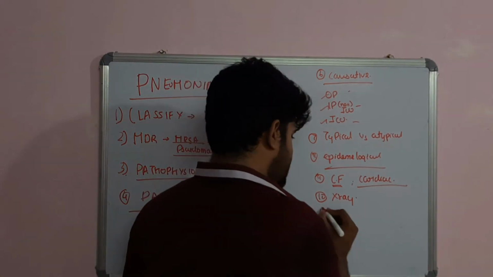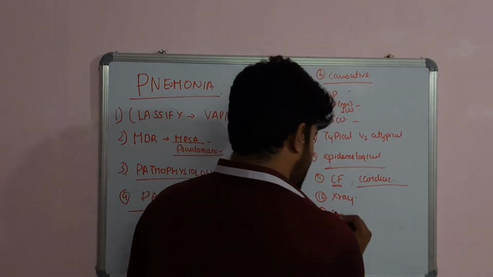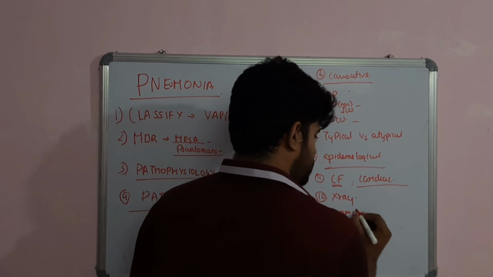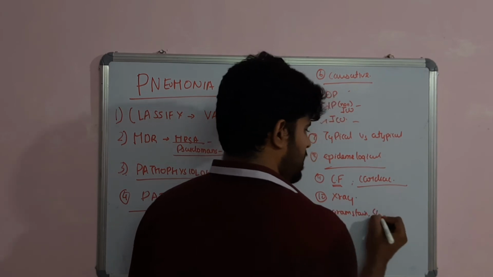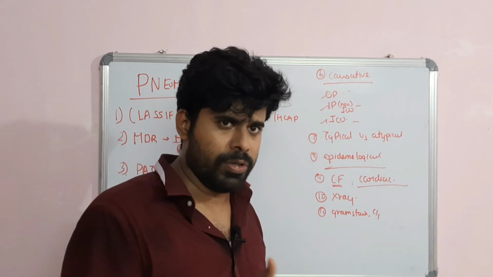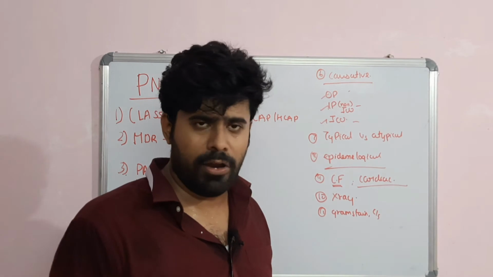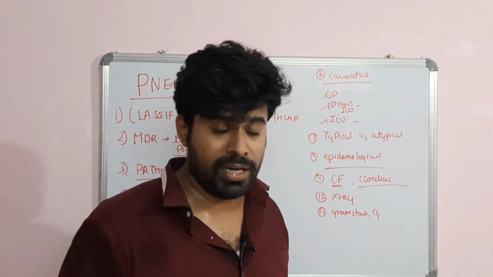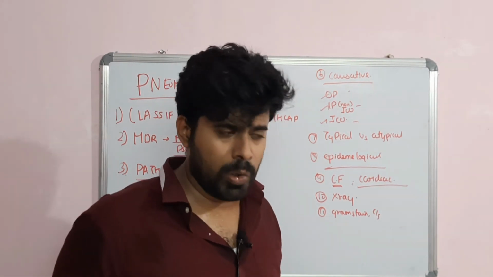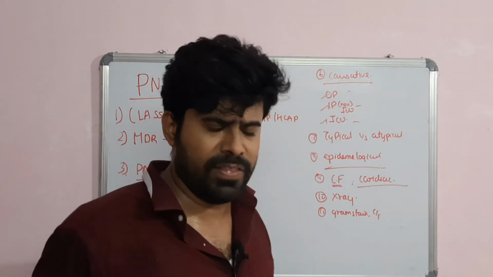The other common investigations: first, we will go for Gram stain and culture sensitivity. This is sputum culture sensitivity. Gram stain can identify whether it is gram positive or gram negative. Gram positive bacteria like Streptococcus pneumoniae, Staph aureus, and a lot of other gram positive and gram negative organisms can be picked up by Gram staining alone. The culture sensitivity can help identify the pathogenic organism.